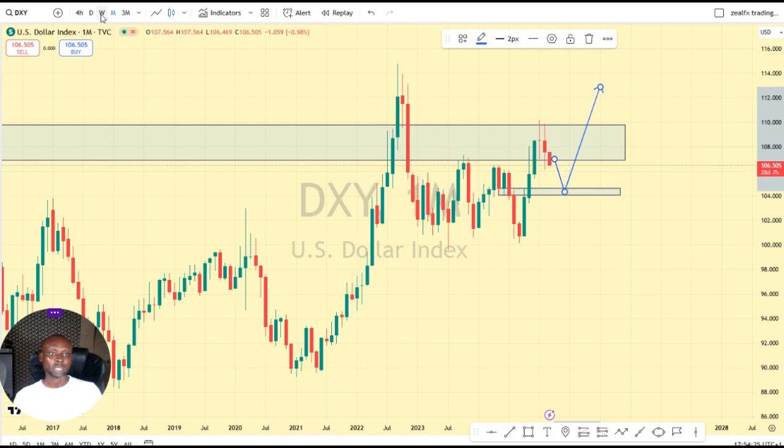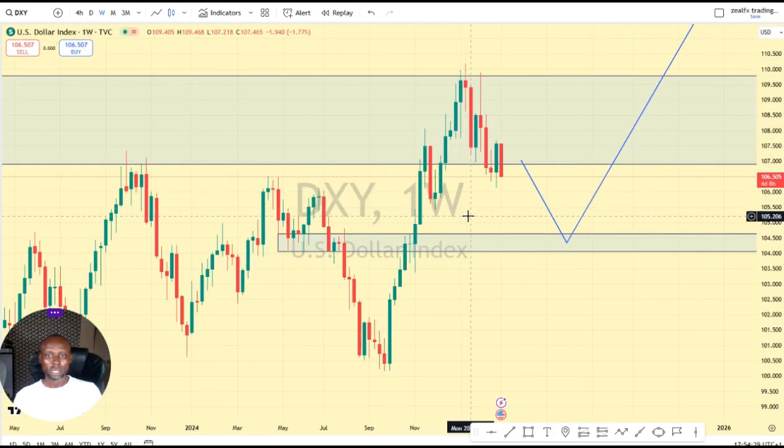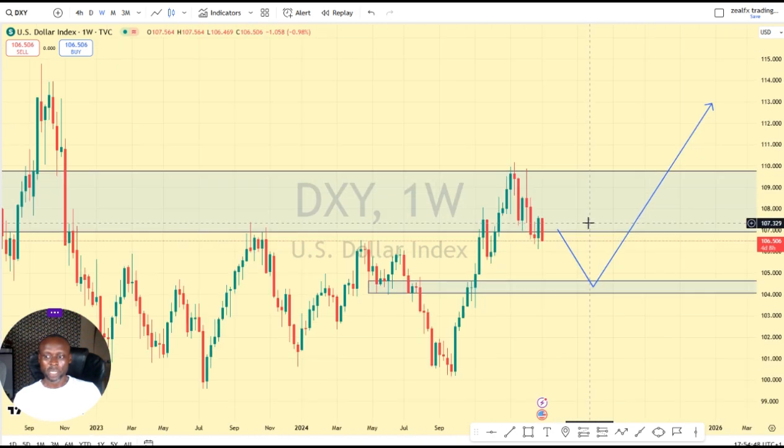So let's look at the weekly chart of the dollar index. On my weekly chart, you can see that we still have an uptrend structure on the dollar index. So long as we have the uptrend structure on the dollar index, we expect price to test this support, because this area is a strong support level. Once price tests this support, we're looking for a buying opportunity for the dollar index to the top.